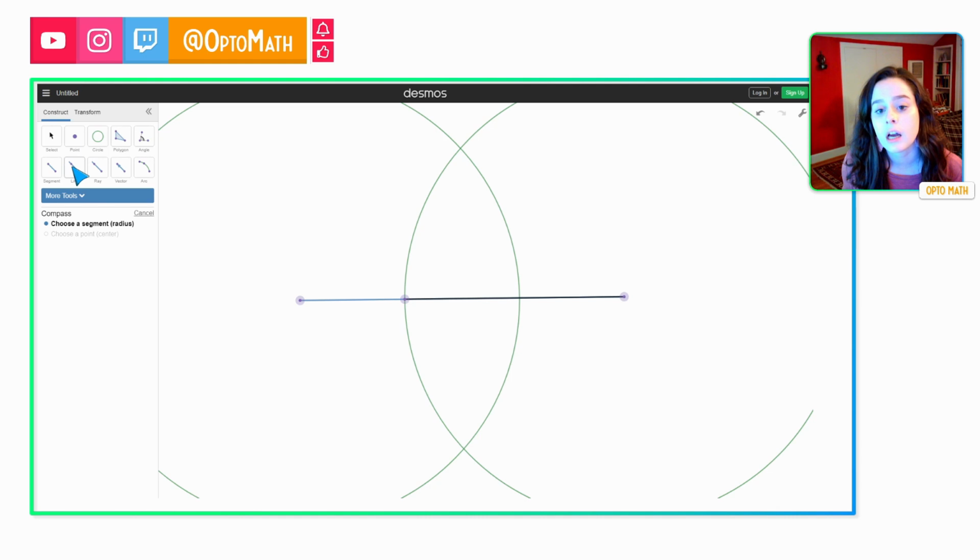Now let's make our line. It's going to go through these two intersections, and now we have already made the perpendicular bisector. It's really that easy and that quick.